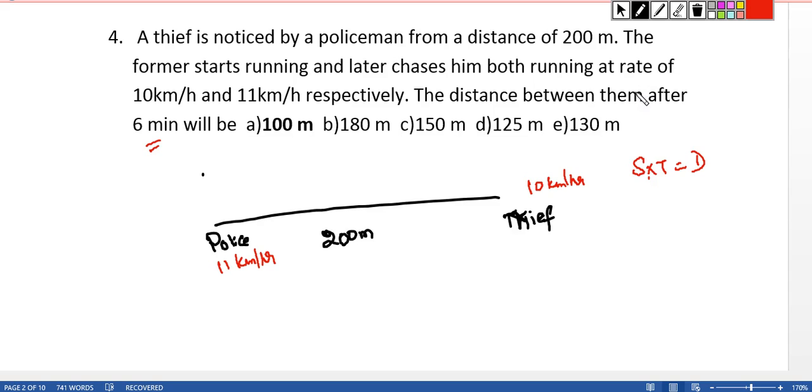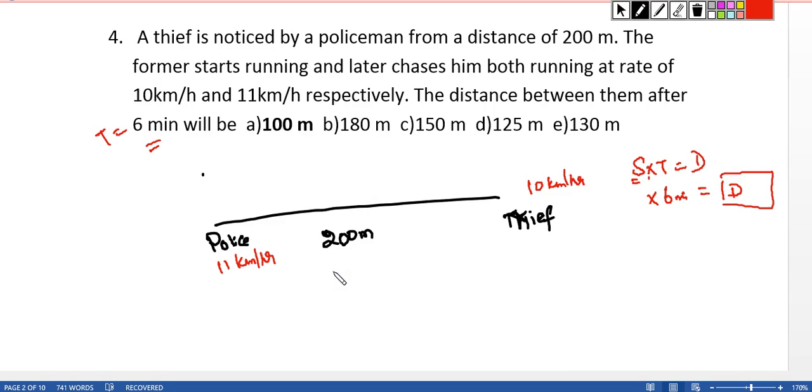So the distance traveled after 6 minutes, they have given the time. The time is 6 minutes. Now what's the speed? If we know the speed, we can find what distance they have traveled. The speed here is a relative speed. One guy runs at 10 km per hour, the other guy chases him at 11 km per hour. So the speed is a relative speed.